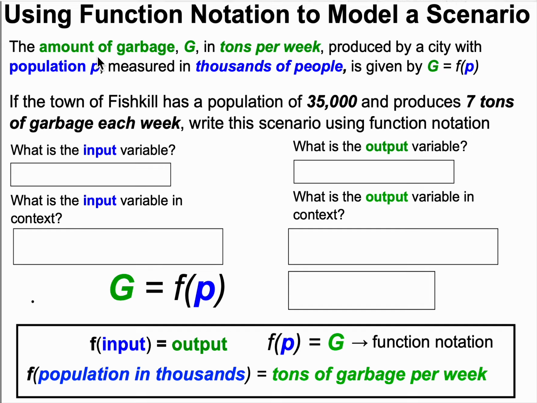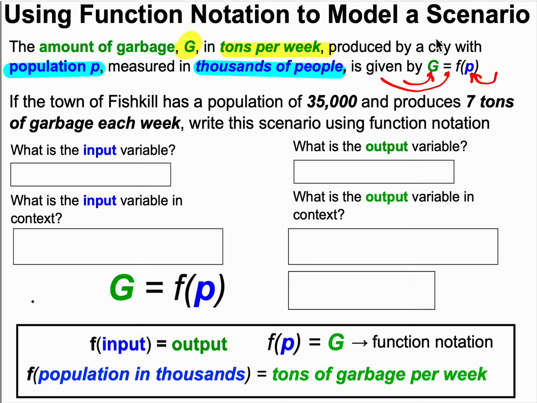So if I look here, it says the amount of garbage G, in tons per week, produced by a city with a population P, and P is thousands of people, and it's given by. Okay, so we're defining this function as G, tons of garbage per week, is equal to some function of P, population. All right, so it's given by, that means it's equal to F of P is equal to G.